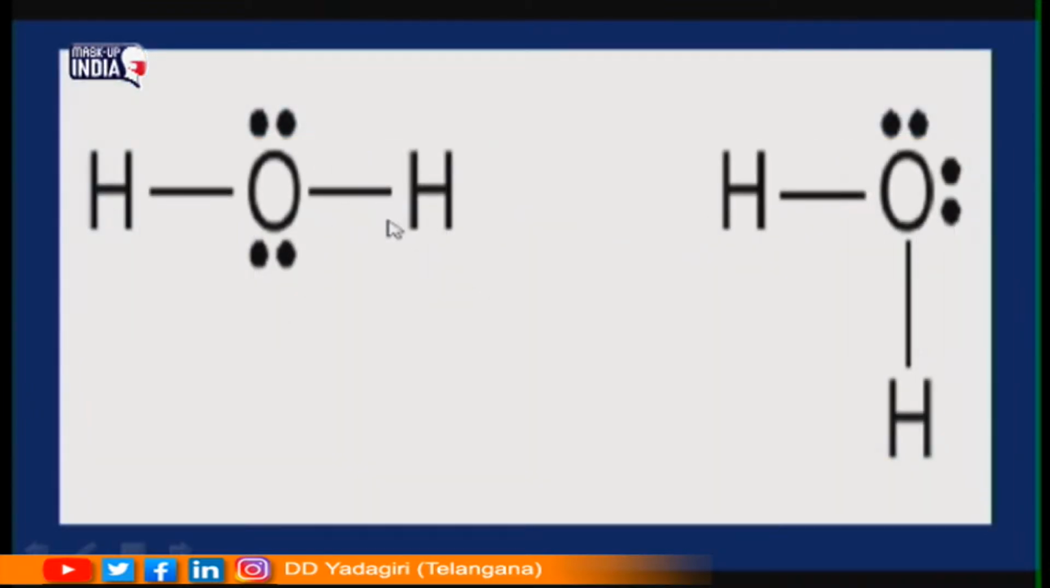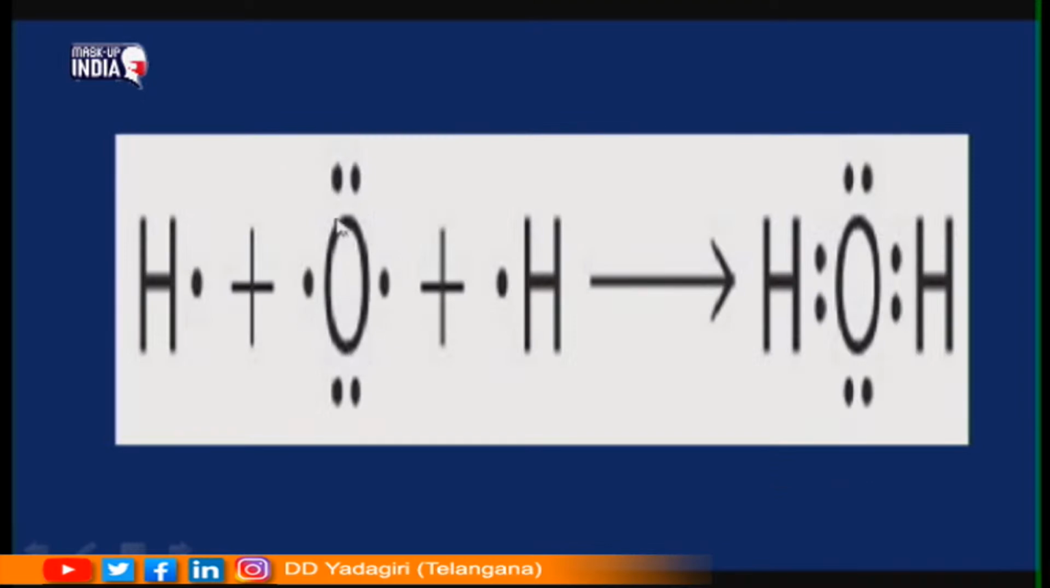So oxygen requires 2 more electrons to attain octet configuration, and so hydrogen is contributing 1 electron, another hydrogen is contributing 1 more electron, and thus oxygen is sharing 2 pairs of electrons with 2 hydrogen atoms. And so there is a single bond formed between hydrogen and oxygen here, and another single bond is formed between hydrogen and oxygen here, and thus a covalent bond is formed between hydrogen and oxygen.